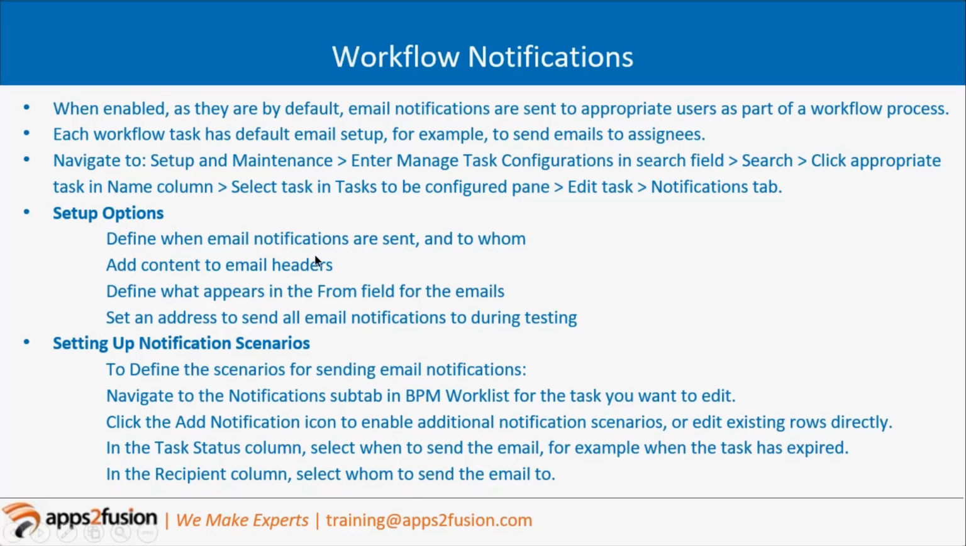So this will define when emails are sent and to whom, what will be the content, and what appears in the from field for the emails. Then we set an address to send the email notification during testing. During testing, we still want to test when somebody clicks approve from the email notification, whether the transaction gets approved or not. So that also we will have to test. Because of that, when we disable the notification there, we set an email address for sending during testing. Otherwise, those cases will never be tested at all.